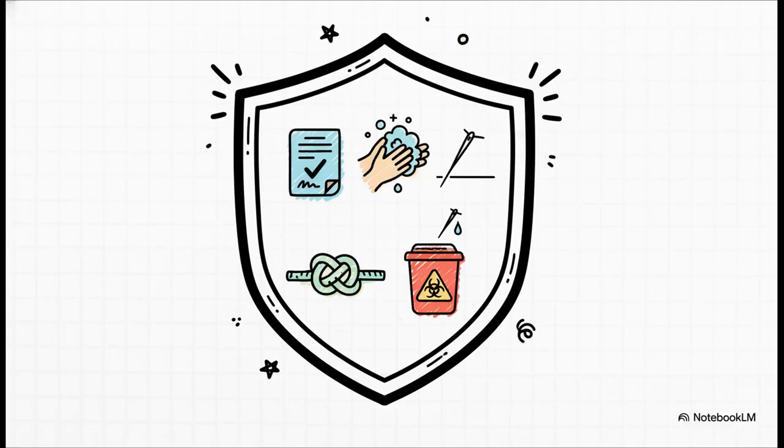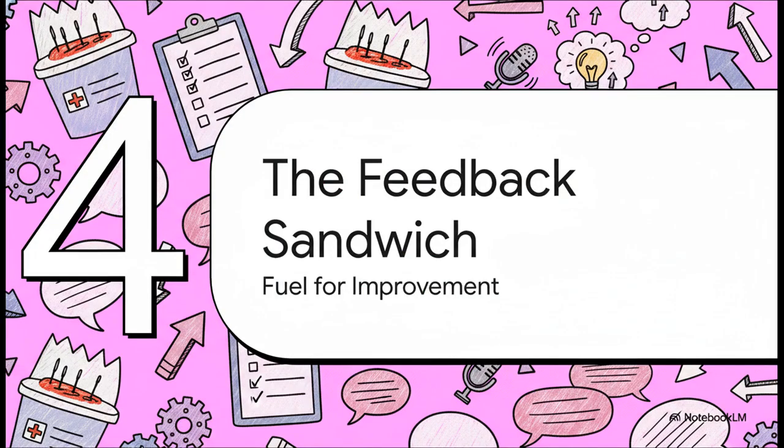But here is the absolutely crucial takeaway. You have to pay very close attention to the 5 asterisk steps on that checklist. These are our critical safety markers: obtaining informed consent, strict aseptic technique, 90-degree needle entry, tying a secure square knot, and safely disposing of sharps. These aren't just minor stylistic preferences, they're fatal flaws. If a student misses even one of these, they are directly compromising patient safety or the safety of the whole clinical team. All right, Section 4, the feedback sandwich, your fuel for improvement.